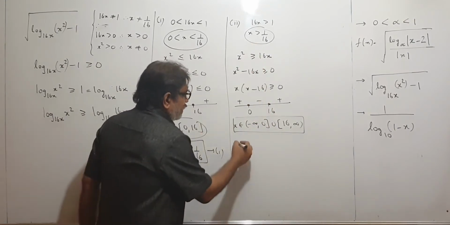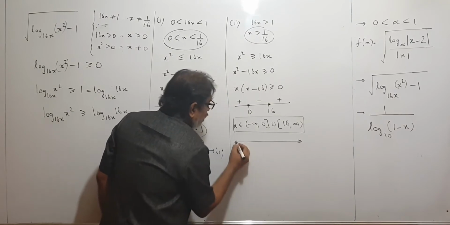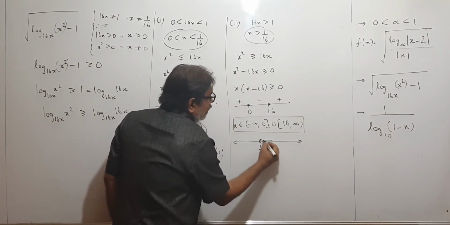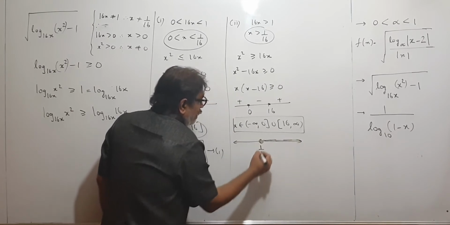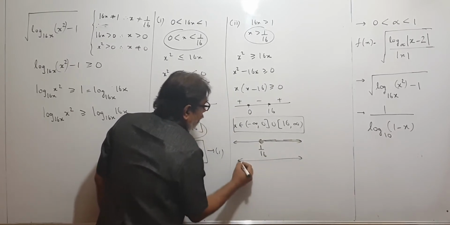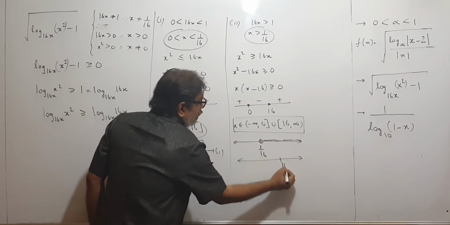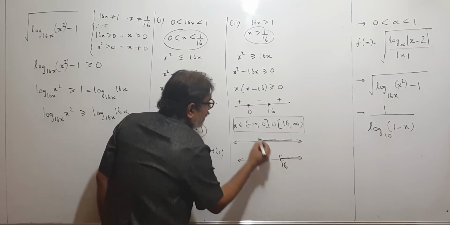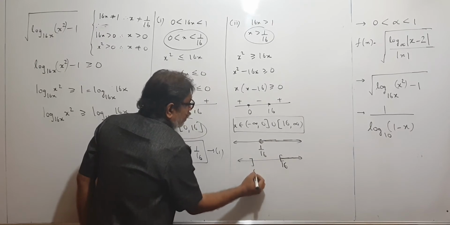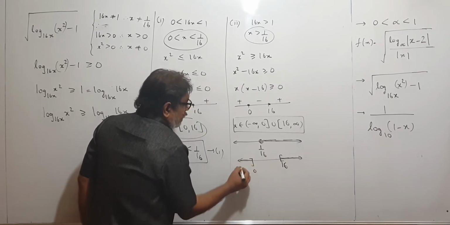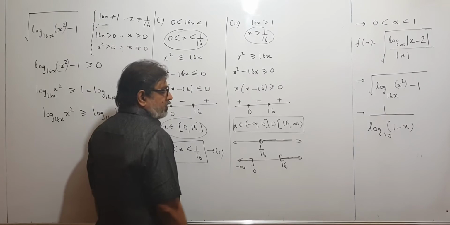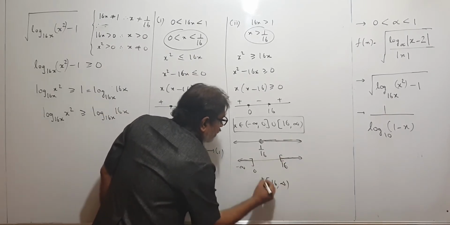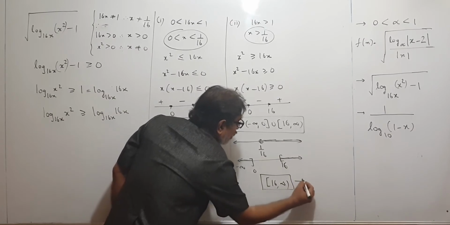See, this thing is over here. Let us plot. This is 1/16 and not including this side. This thing was here. From 16 to infinity, this is 16, and this is 0 to minus infinity. I want the intersection. The intersection goes from 16 to infinity. That is my second answer from case 2.